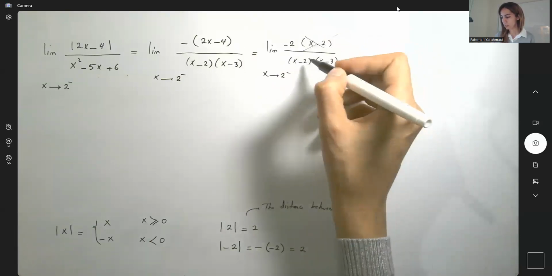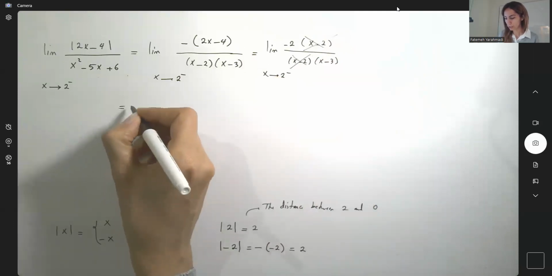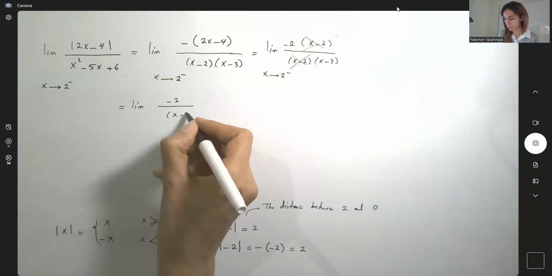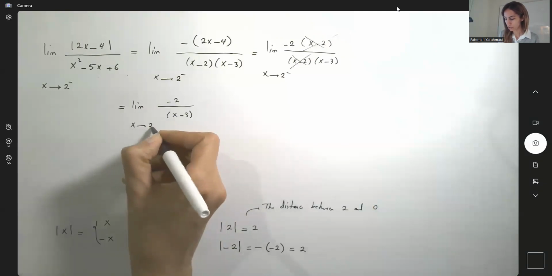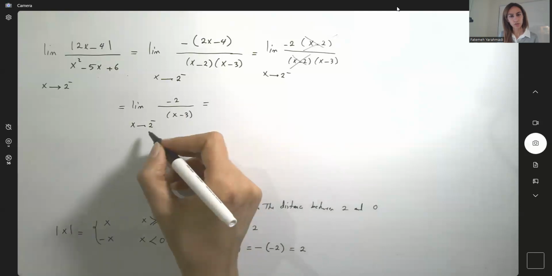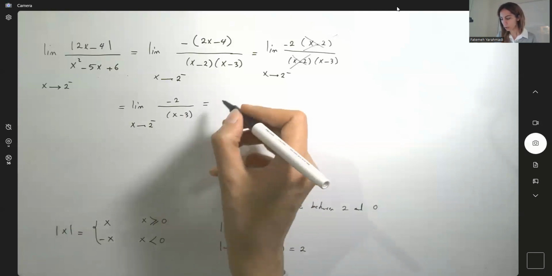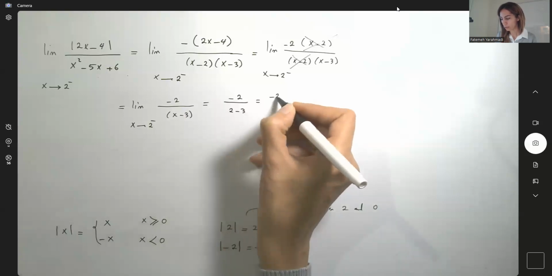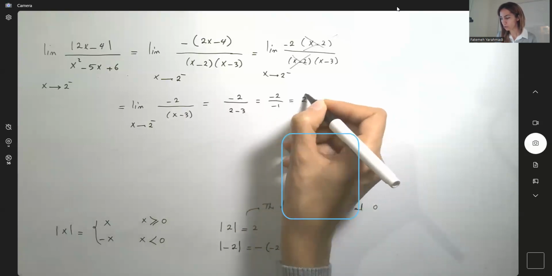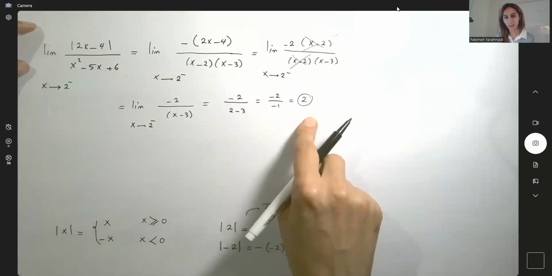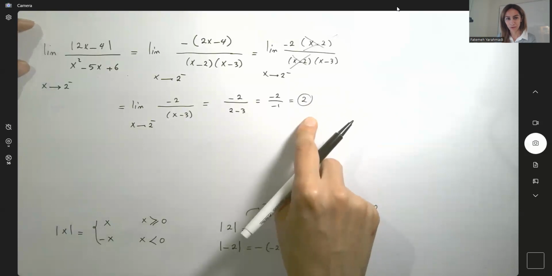Now cancel out the common factors. You have the limit of minus 2 divided by x minus 3 as x approaches 2 from left. This is just a linear expression, so you can basically do the direct substitution. Negative 2 divided by 2 minus 3, or negative 2 divided by negative 1, or 2. This is the limit of the quantity, including absolute value.